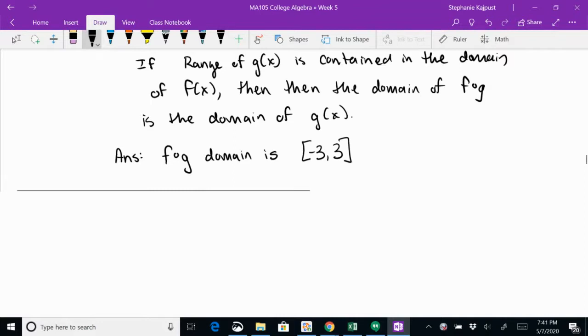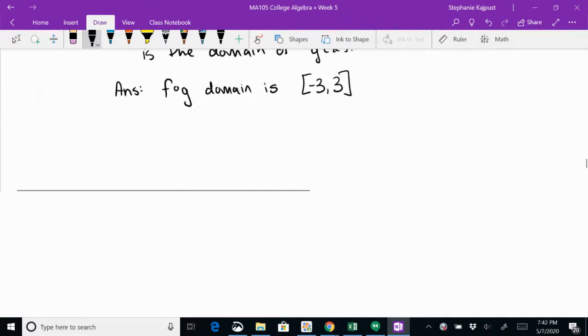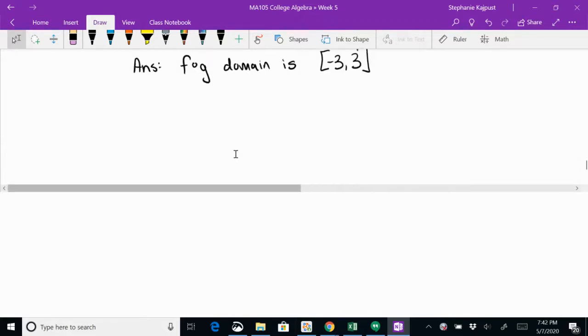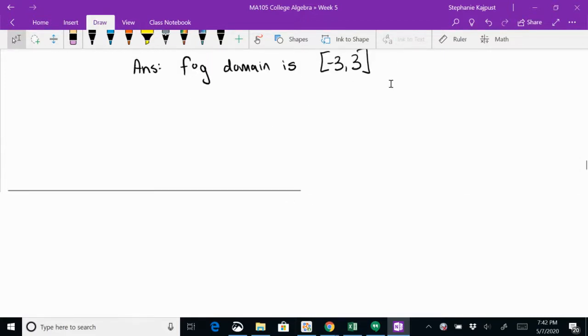Now the question is, what happens if you can't plug in all those numbers? What if you have some issues there? What if f is something else and it doesn't allow every number? So let's take a look at that situation. And I'm not sure why all of a sudden I've lost like half my screen here.